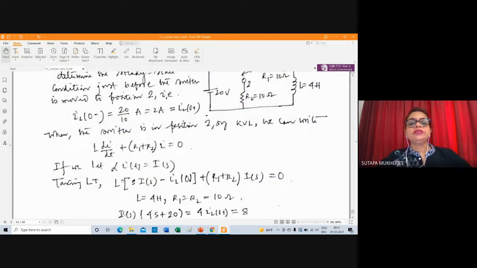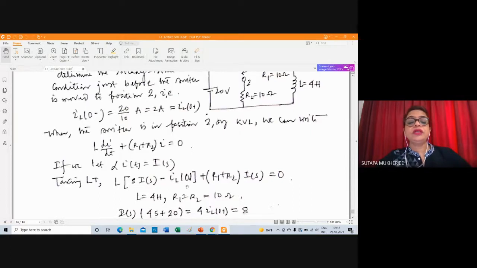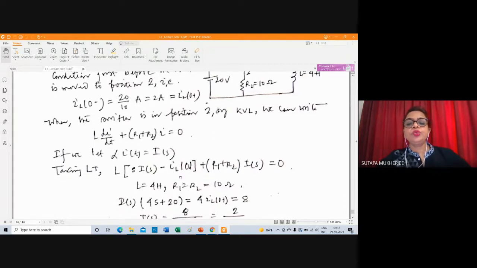So if you take the Laplace, what will happen? What is the Laplace of this one? Already I have explained in the previous class, I think in the first class. The Laplace of the differentiation di/dt is sI(s) minus I_L(0). This is the differentiation theorem, do you remember? Plus (R1 plus R2) into I(s), where I is the variable here. So what is I_L(0)? Already I have calculated here, 2. So put the value 2 here. And R1 plus R2 equals what?